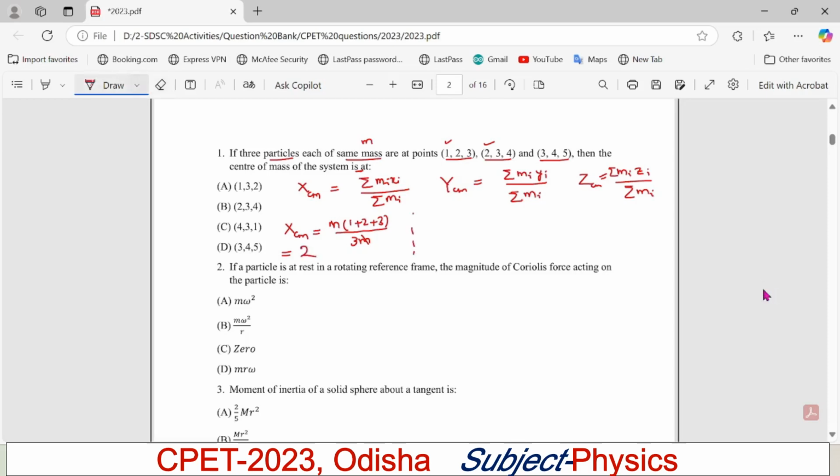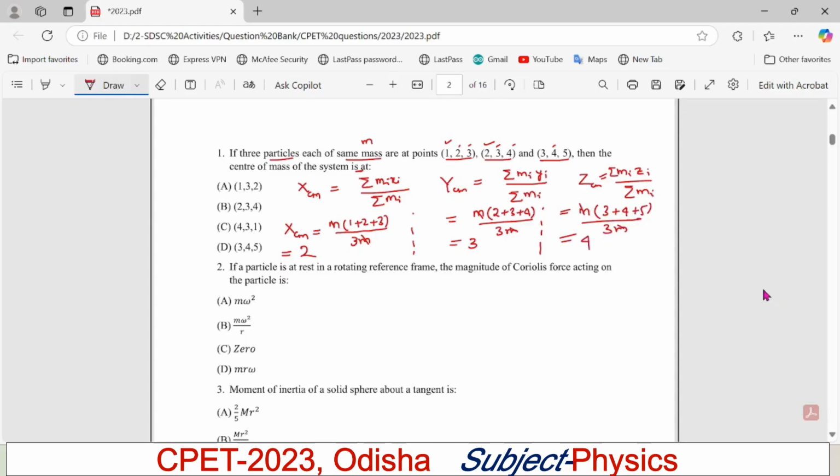Likewise y component, if I am going to calculate, this will be equal to m taken common, y coordinates are 2, 3 and 4, 2 plus 3 plus 4 by 3m. So here m got cancelled and we found 4 plus 3 is 7 plus 2 is 9 by 3 is your 3. Now calculate the z component, which will be equal to m taken as common, z components are 3, 4, 5, 3 plus 4 plus 5 by 3m. m got cancelled, so here 5 plus 3 is 9 plus 12, 12 by 3, that is your 4.